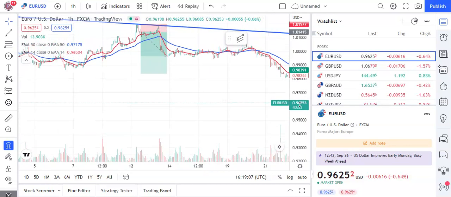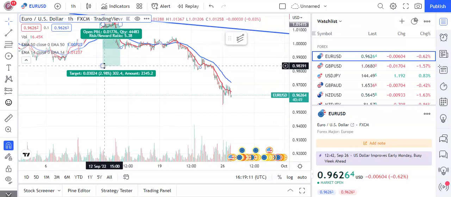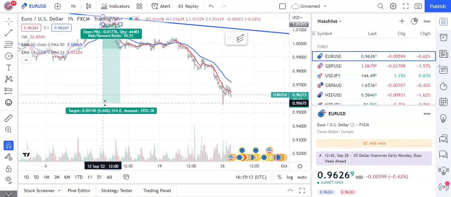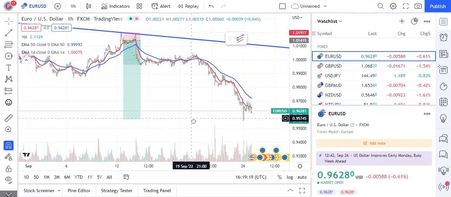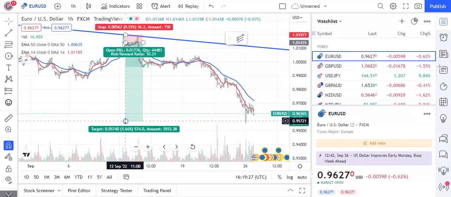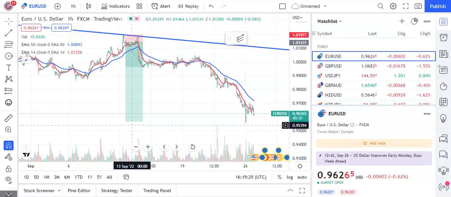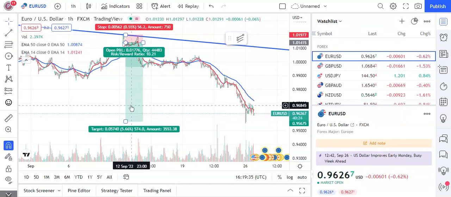Let me squeeze it down there. This will happen. Price kept heading down. It dropped down to about 574 pips down. I'm risking 56 pips, so to say. And then price dropped down to 574 pips down. This is exactly what I'm talking about. This is the move. This is it.